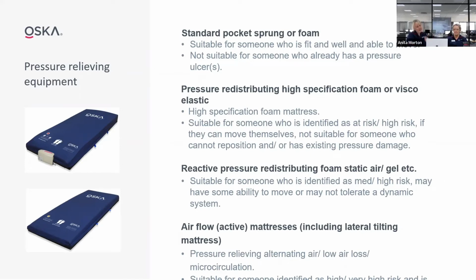Then I suppose as a next step up, we then have our reactive pressure redistribution mattresses that can either be static foam or static air. In some cases, you also see gel mattresses at this stage as well. And these are suitable for people who are identified as medium to high risk, may have some ability to move, but ultimately it could be that they don't tolerate a full dynamic system. So almost the best option at that point would be these reactive pressure redistribution surfaces.